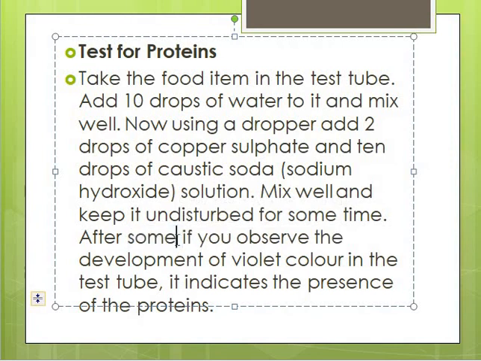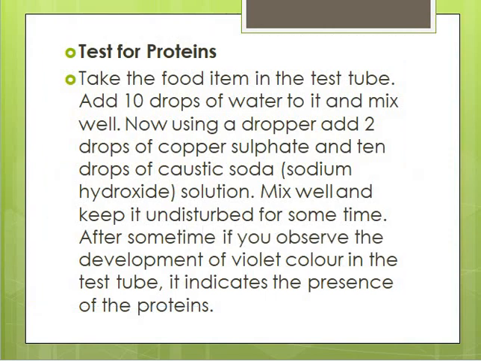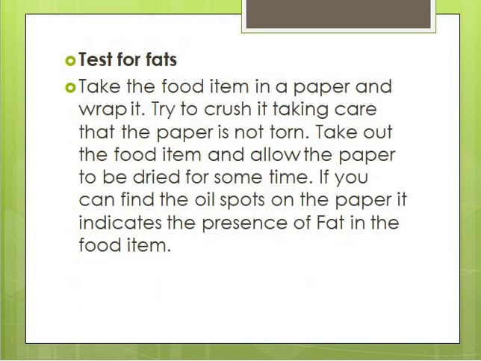So this is what I am trying to say. If the violet color is present in the test tube, it indicates the presence of protein. Means what we are doing, we are just adding the copper sulfate and caustic soda solution, and the complete mixture is giving out violet color. So this indicates the presence of protein.